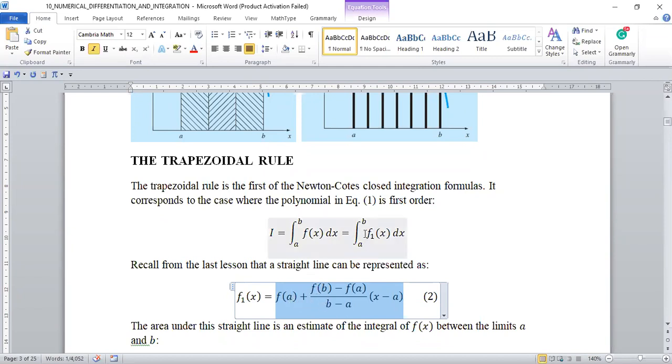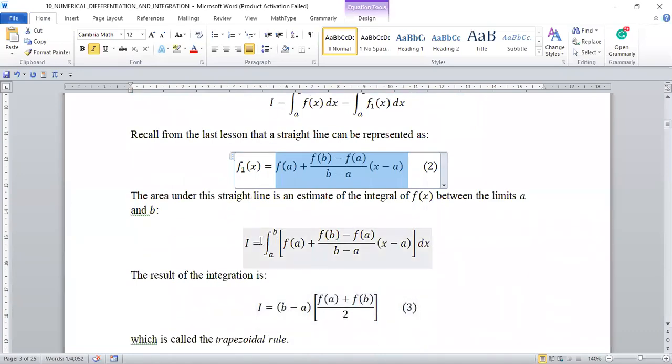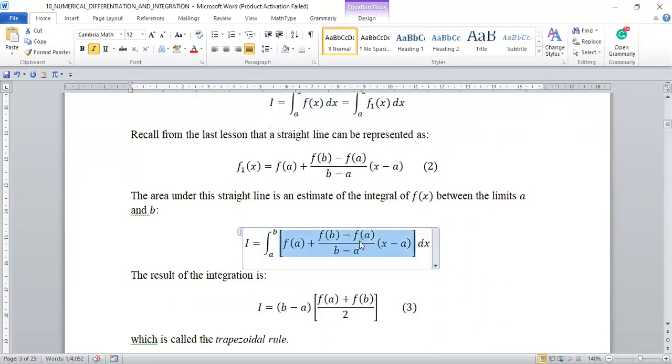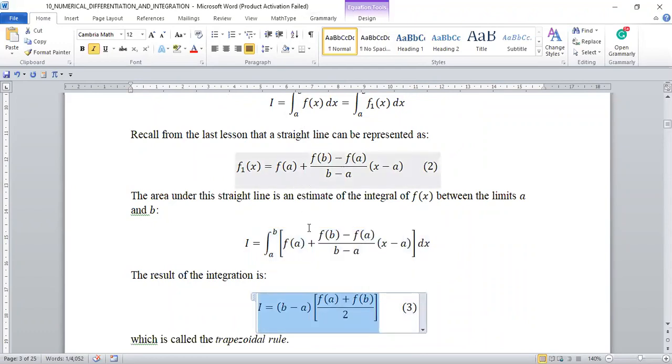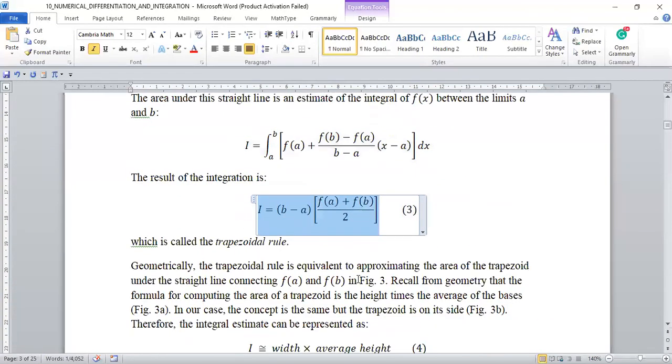We derived this formula. So in place of this function here, we're just going to put in this formula here, and you are integrating within the limits from a to b. Then when you integrate this function, you arrive at this. I'm not going through the proving of how you get from here to here. If you are interested in the proof, you can read the textbook. But when you integrate this, you arrive at this. So this formula we derived is the formula for the trapezoidal rule.